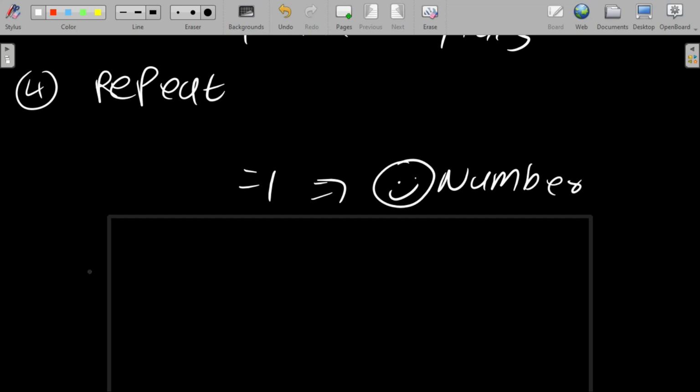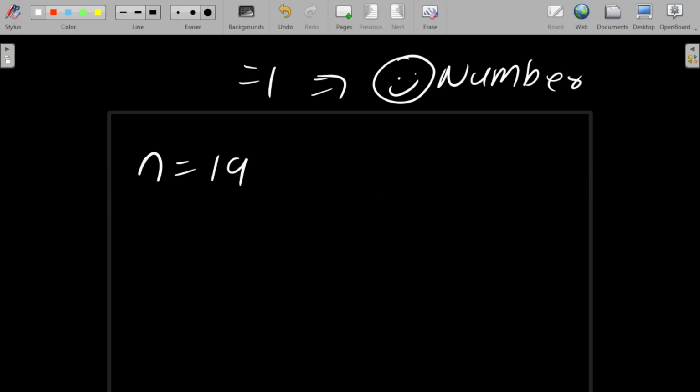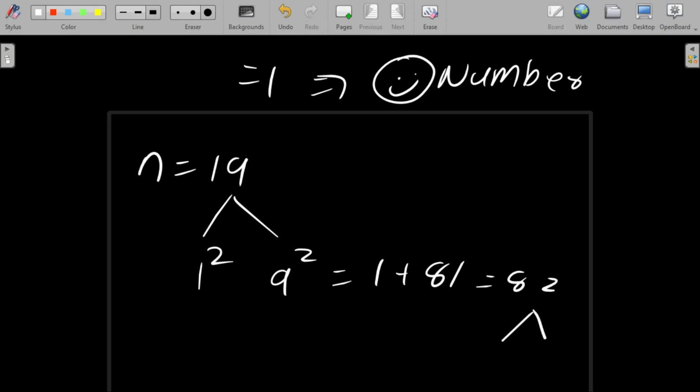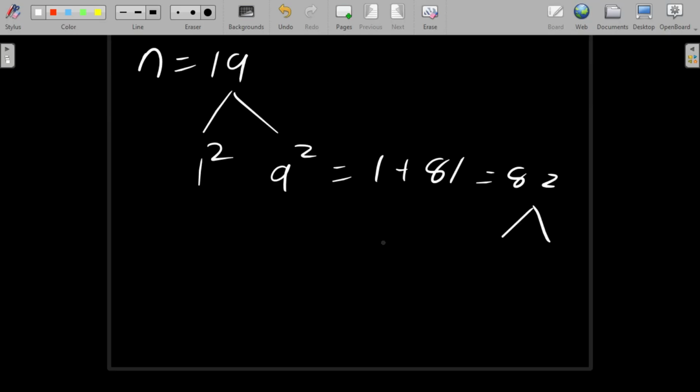So let us take an example. Suppose n equal to 19. As I mentioned, we need to square the digits. So 1 square and 9 square. So it becomes 1 plus 81, equal to 82. Again, we split it and take 8 square and 2 square. So 64 plus 4 equal to 68.